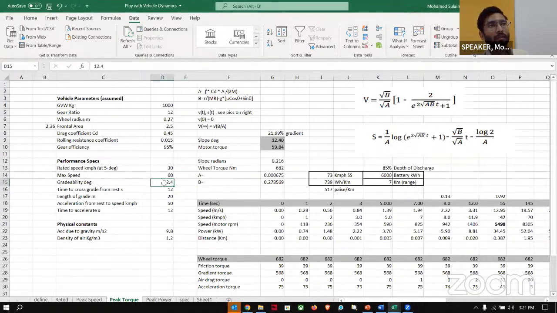Here, this slope angle is taken as 12 degrees, and since it is running at a lower speed for a short time, the time taken for a distance of 20 meters, that is the wheelbase distance of 17 plus the 3 meters buffer distance, will be around 12 seconds. So these three conditions were for arriving at the peak torque conditions.